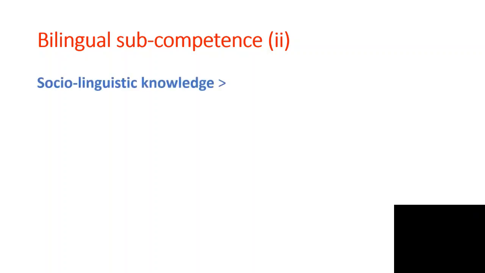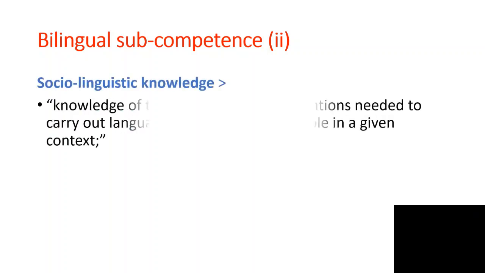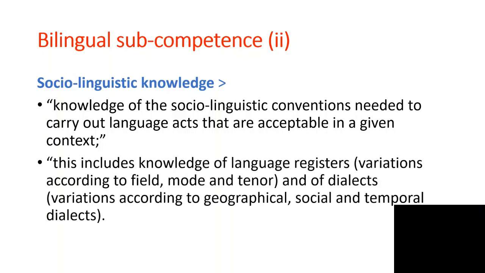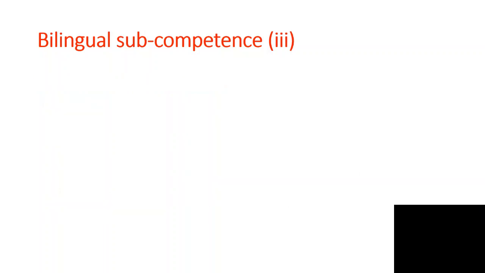If we continue with the bilingual sub-competence, remember that we had a sociolinguistic knowledge. We need to make sure that we use language according to conventions, expectations, rules, custom. When it comes to using language for language acts that are going to be acceptable in a context, we need to use language registers accordingly, we need to use dialects accordingly as well, and this is the sociolinguistic knowledge included in the bilingual sub-competence in the translation competence model.